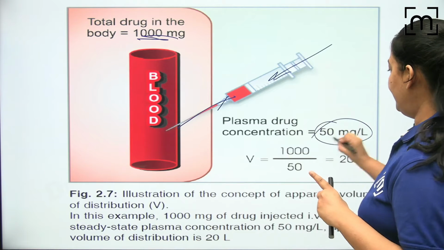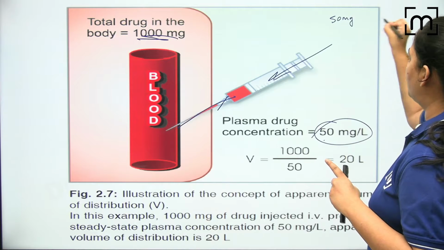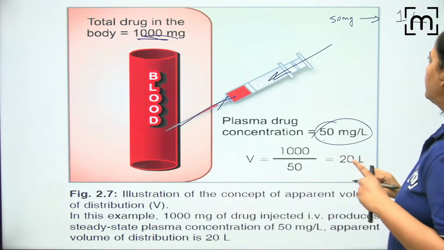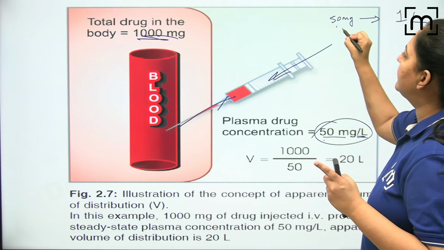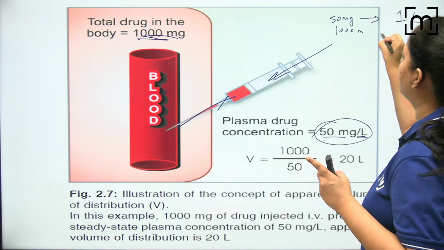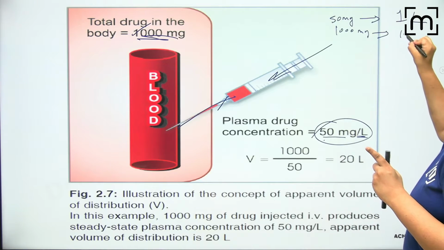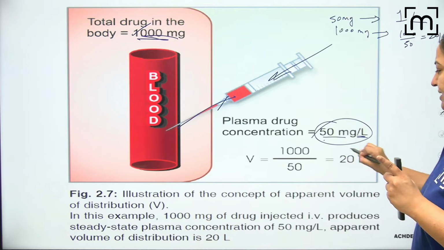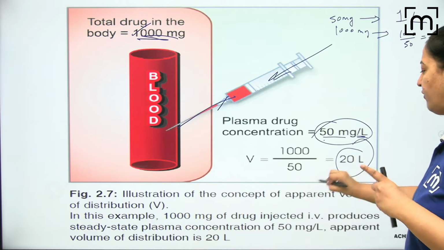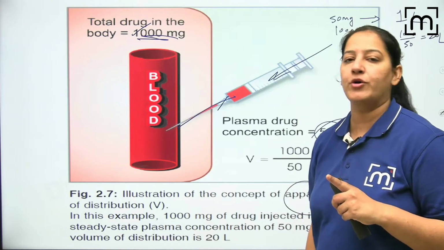If 50 milligram of the drug is accommodated in 1 liter, 50 milligram per liter, so how many liters are required for 1000 milligram of the drug? I have injected 1000 milligram. For 1000 milligram, it will be 1000 by 50, so the answer is 20 liters. That's why it is known as apparent volume of distribution, because technically speaking, 20 liters is not the answer.